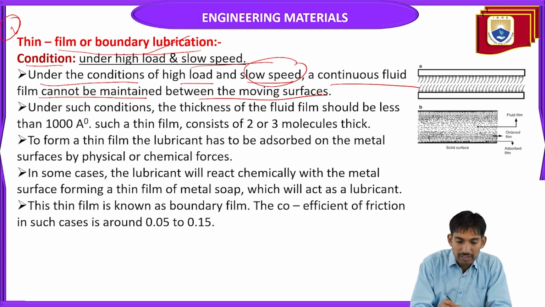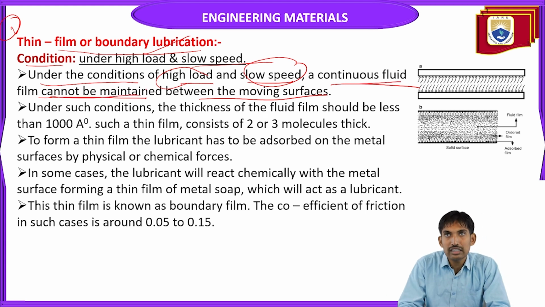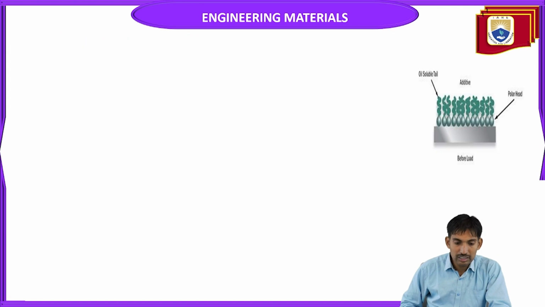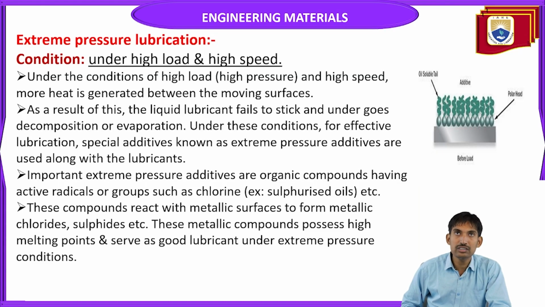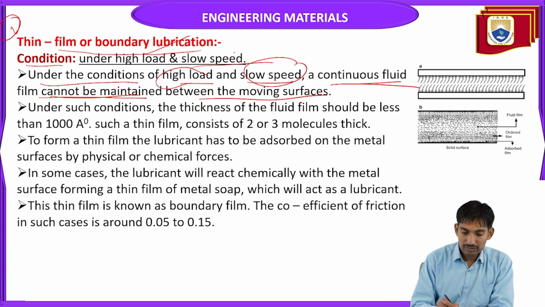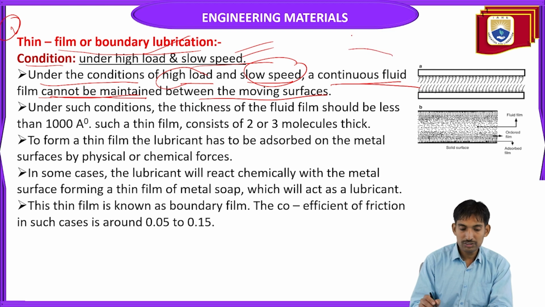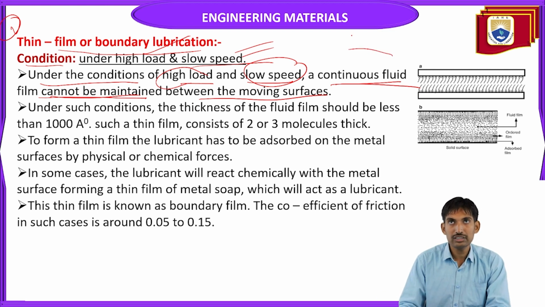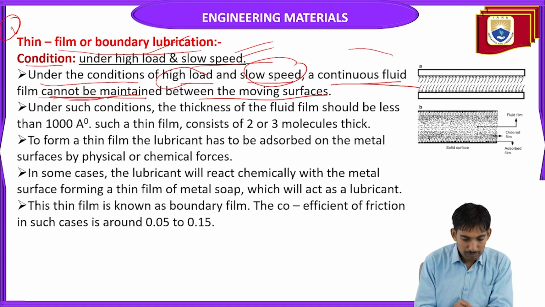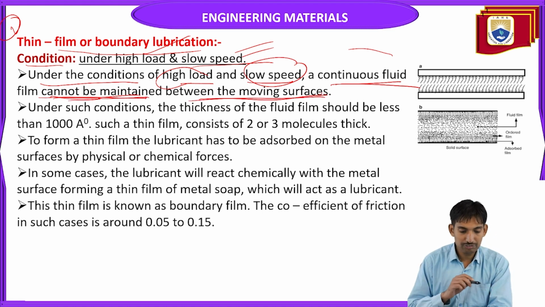Under the conditions of high load and slow speed, a continuous fluid film cannot be maintained. At what conditions can it be maintained? Only at low load and high speed can we maintain the thick film. But in case of high load and slow speed, we can't maintain this continuous thick film. That's why this film cannot be maintained between the two moving surfaces.